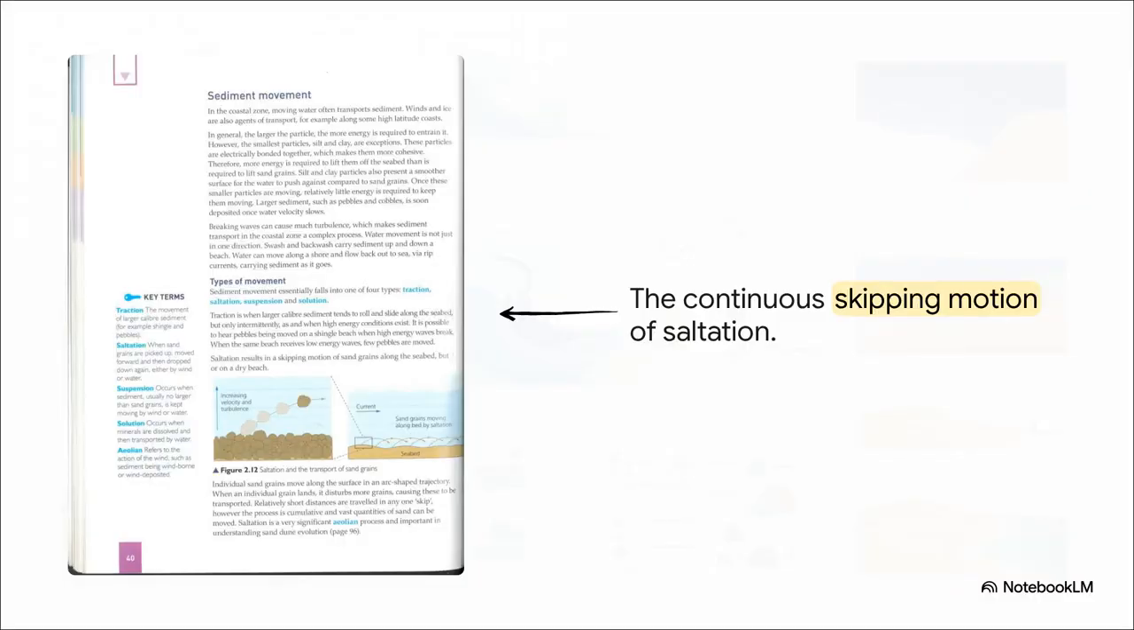Let's zoom in on saltation for a second. Imagine a sand grain moving in an arc-shaped trajectory. It gets entrained by turbulent water or wind, travels a short distance, and then drops back down. The really interesting part is that when it lands, it impacts the seabed and disturbs other grains, kicking them up into the current. It creates this continuous cascading chain reaction of skipping sediment all along the coast.